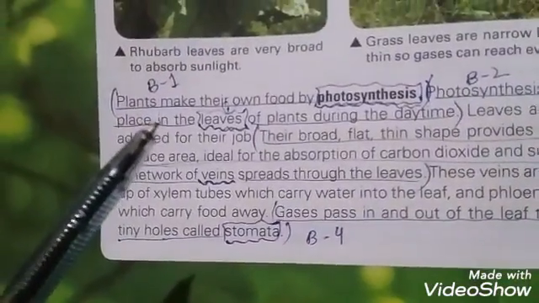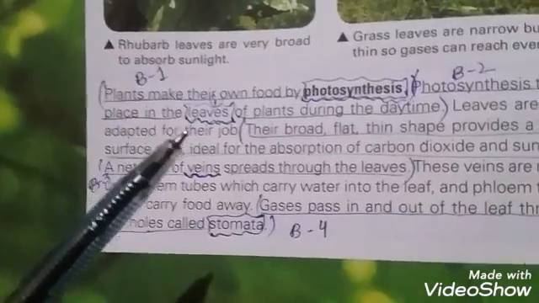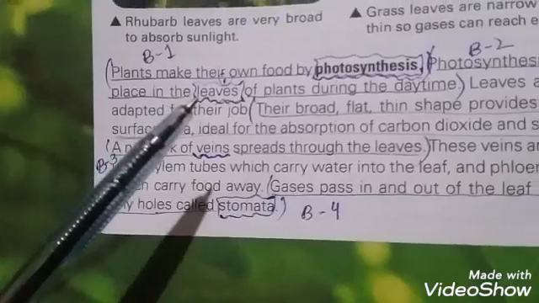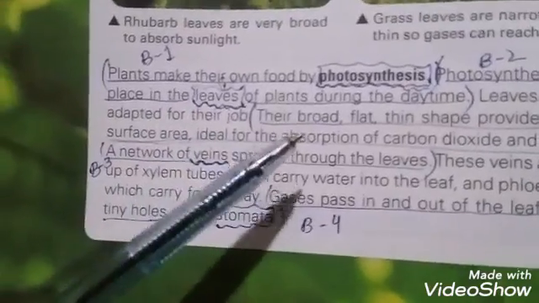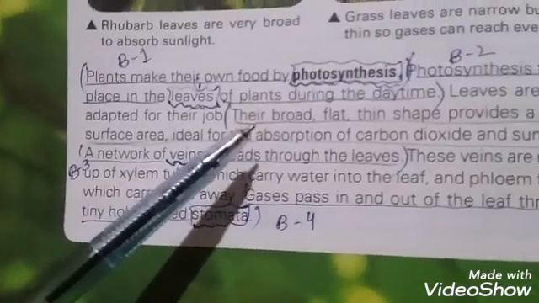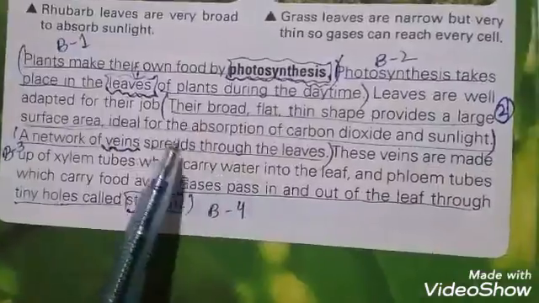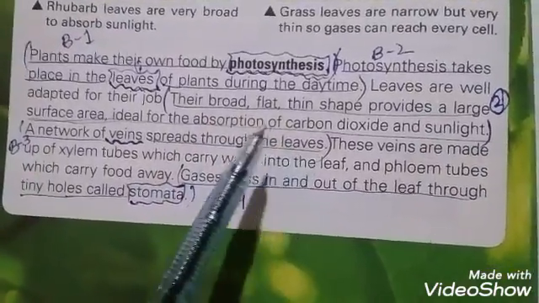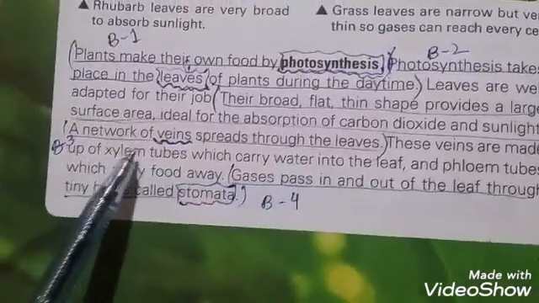The food making process of a plant is known as photosynthesis, as plants make their own food in the leaves. This means photosynthesis takes place in the leaves, and their shape helps the plant to make their food, because their broad, flat, thin shape provides a large surface area for the absorption of sunlight and carbon dioxide.